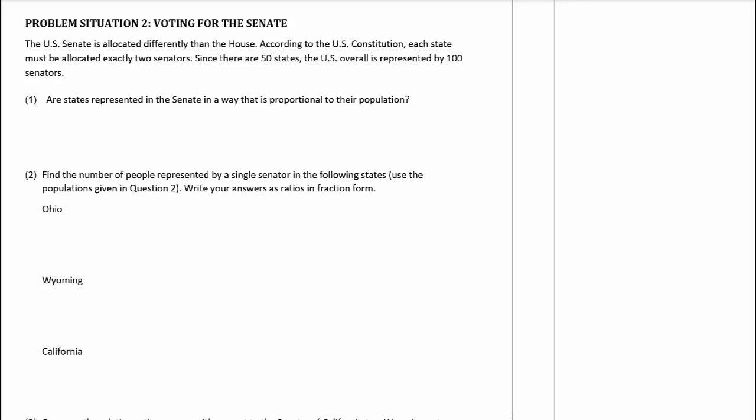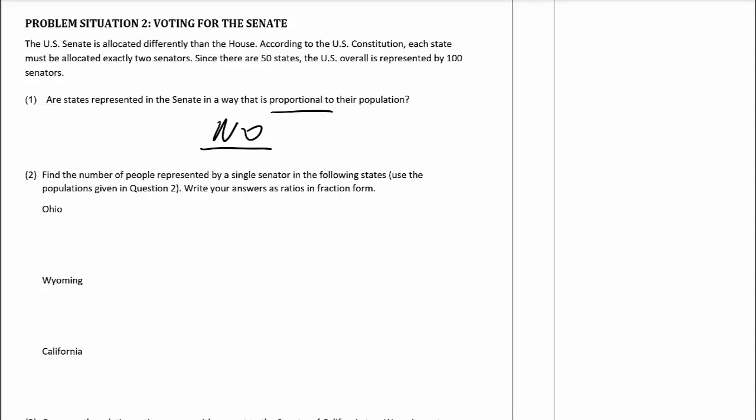Does it matter how many representatives it should have? Just answer that question. Well, of course it doesn't. It doesn't matter. So the answer to "are states proportional?" is no. Each gets 2 people. That's it.